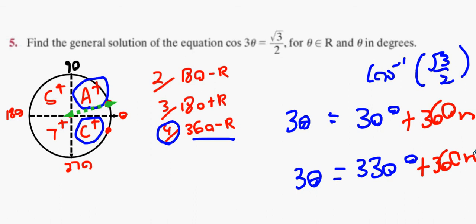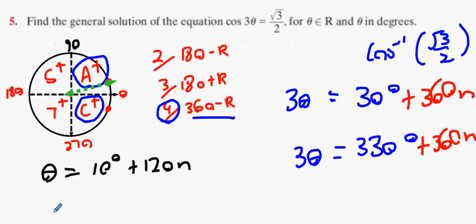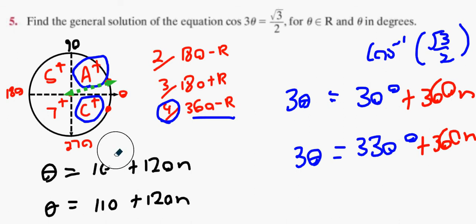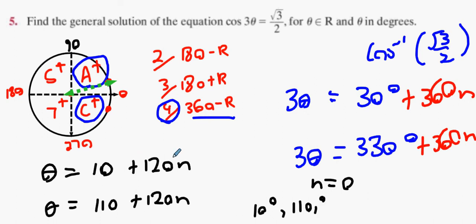Now in this case we're dividing by 3. So what happens when you divide by 3? Divide everything by 3. 30 by 3. 360 by 3. 120. Alright? And then here? Anybody? 110 and 120. Okay? If you were looking for an error, or you wanted to quickly check your answer is correct, what would be the first answer? What we already know, so start off with n equals 0. What's the first answer? 10. What's the second answer? Start off with n equals 0 on the second one. 110. Start off with n equals 1 on the first one. 130. Start off with n equals 1 on the second one.